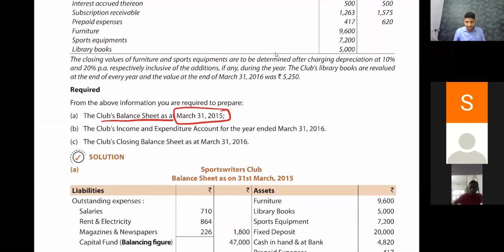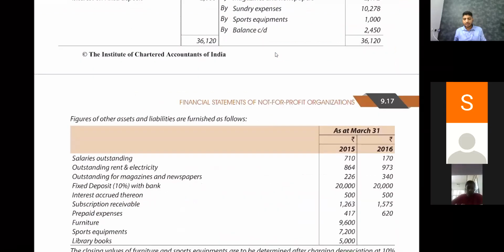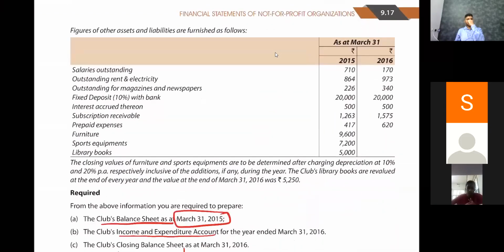Then what is the second requirement? You are supposed to prepare income and expenditure account. What is the third requirement? That is preparing the closing balance sheet. Preparing the closing balance sheet is your third requirement. So first again, I have to prepare an opening balance sheet. I have to prepare opening balance sheet.